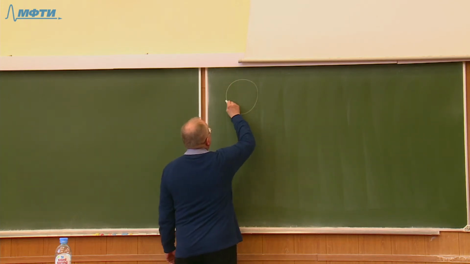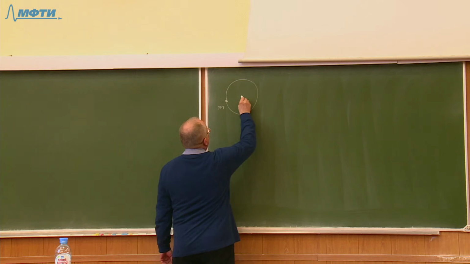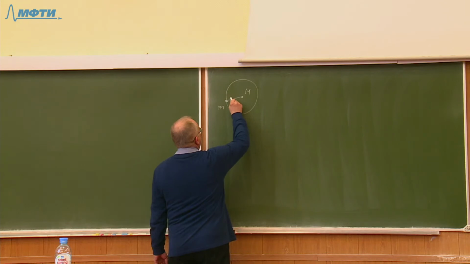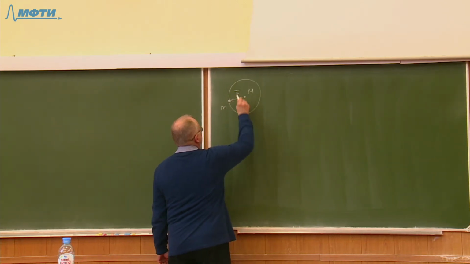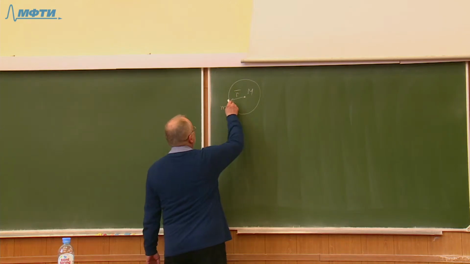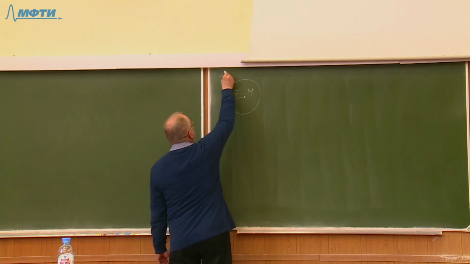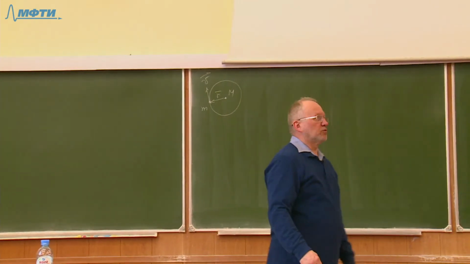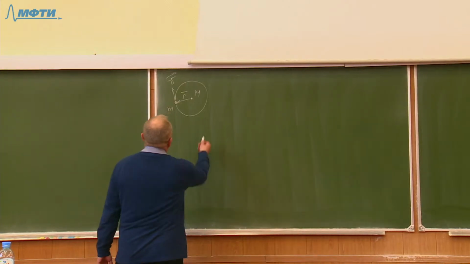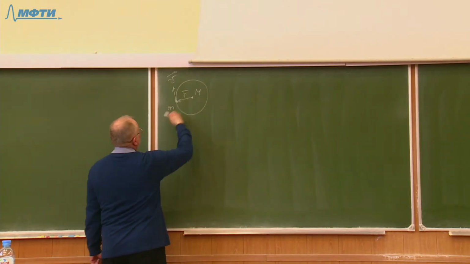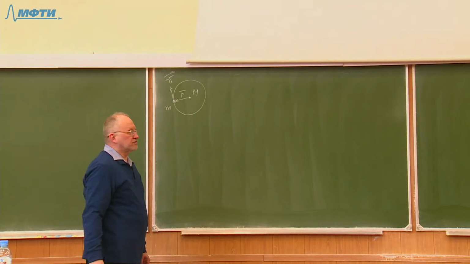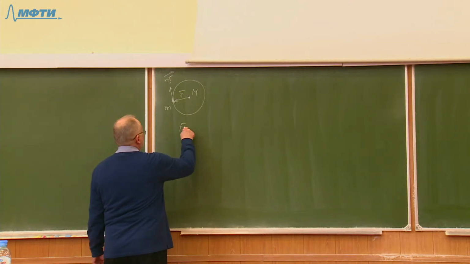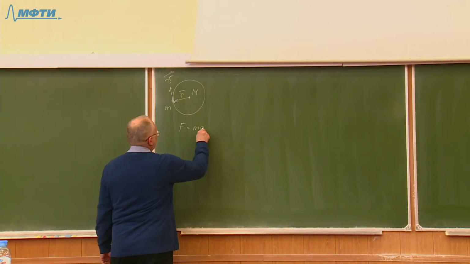If you have a planet of mass m orbiting a sun of mass capital M, and the distance of this planet from the sun is r, and the planet goes with velocity v, we assume for simplicity that the orbit is circular at first. If the orbit is circular, then the force of gravity, gravitational interaction, causes the centripetal acceleration of this mass, so that Newton's second law holds in this case.